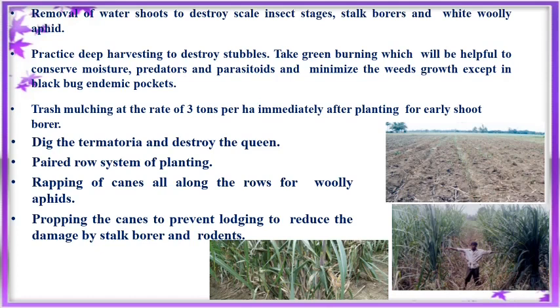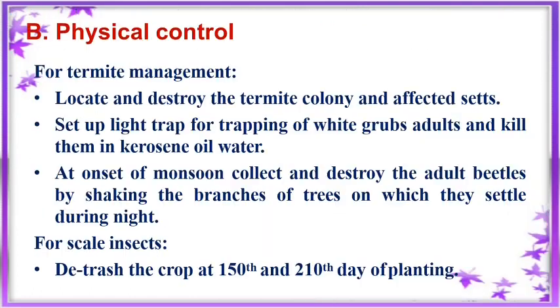Then practice deep harvesting to destroy the stubbles. And then take up green burning, which helps to conserve the moisture, predators and parasites, and also minimizes the growth of weeds. Then trash mulching is effective against the early shoot borer. Dig out the termitaria and destroy the queen to avoid termite infestation. Pair row system for some of the sucking pests. Then wrapping of the canes all along the rows for woolly aphids. Then propping the canes to prevent lodging, to reduce the damage by stalk borer and rodents.